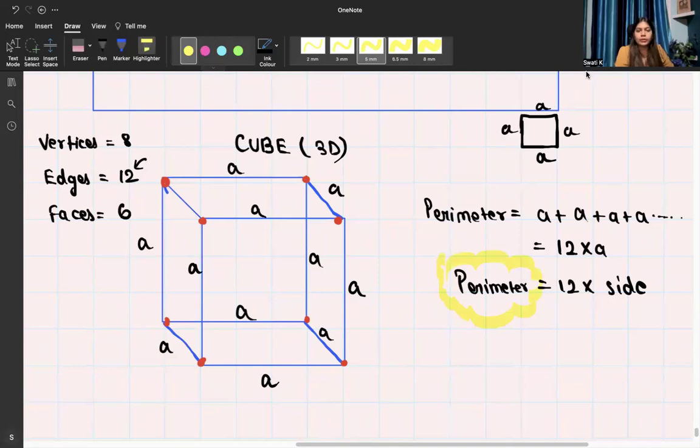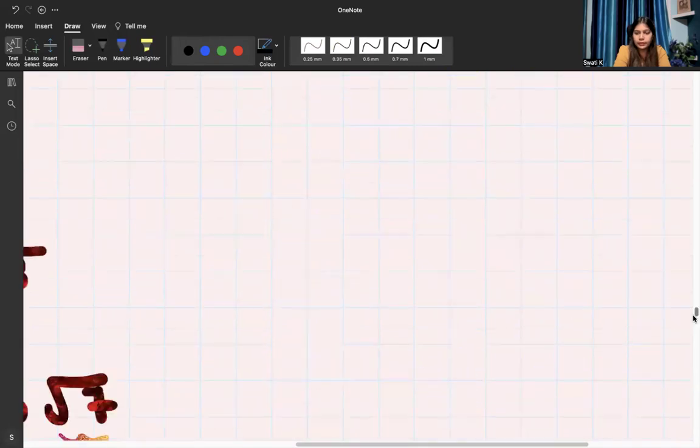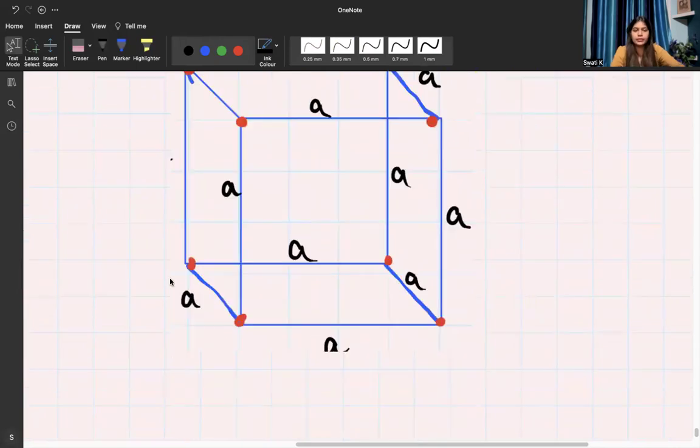Now we can go to, I think I'll be doing the same thing. I'll take a screenshot of this cube so that I don't have to draw it every time. All right, perfect. So now let's go to the total surface area quickly. So for total surface area, again, I have taken the same cube.